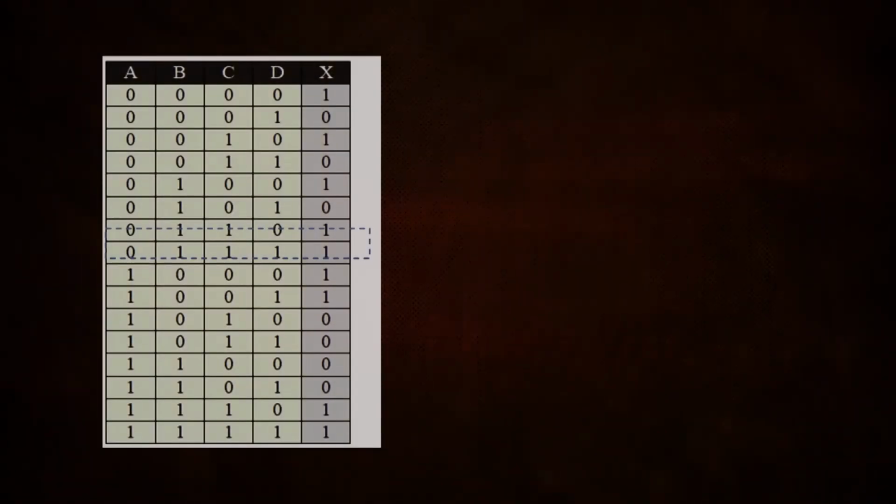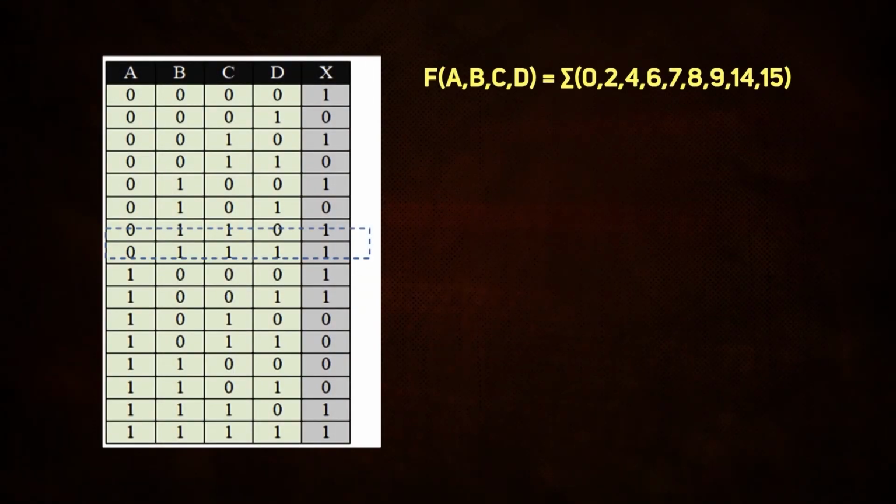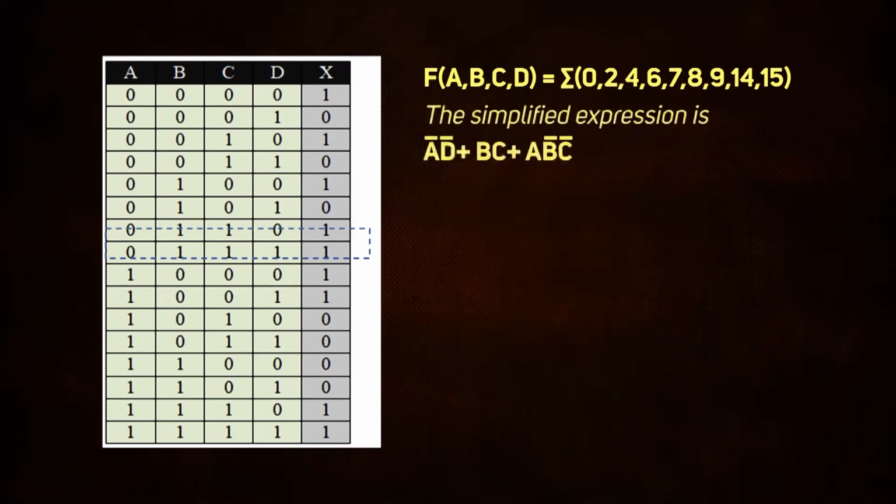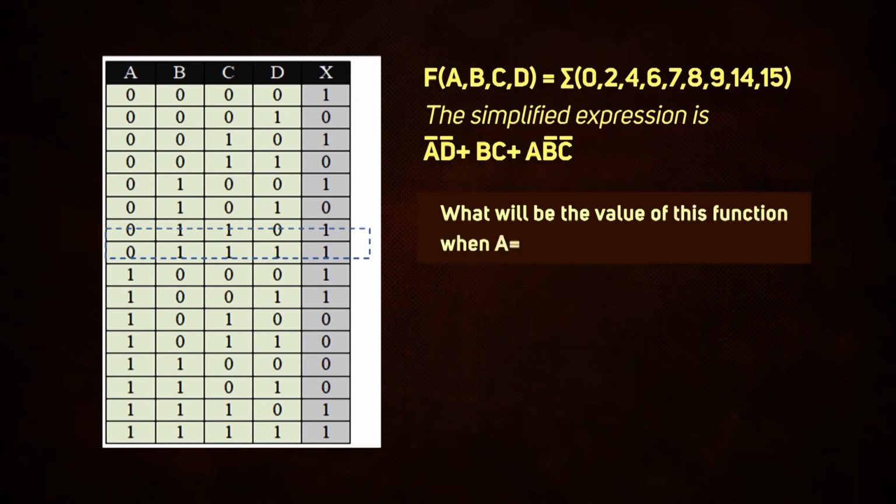We can verify the answer from the truth table. The truth table for the expression F of A, B, C, D equal to summation 0, 2, 4, 6, 7, 8, 9, 14, 15 is shown here. The simplified expression is A complement, D complement plus BC plus A, B complement, C complement. What will be the value of this function when A equal to 0, B equal to 1, C equal to 1 and D equal to 0?